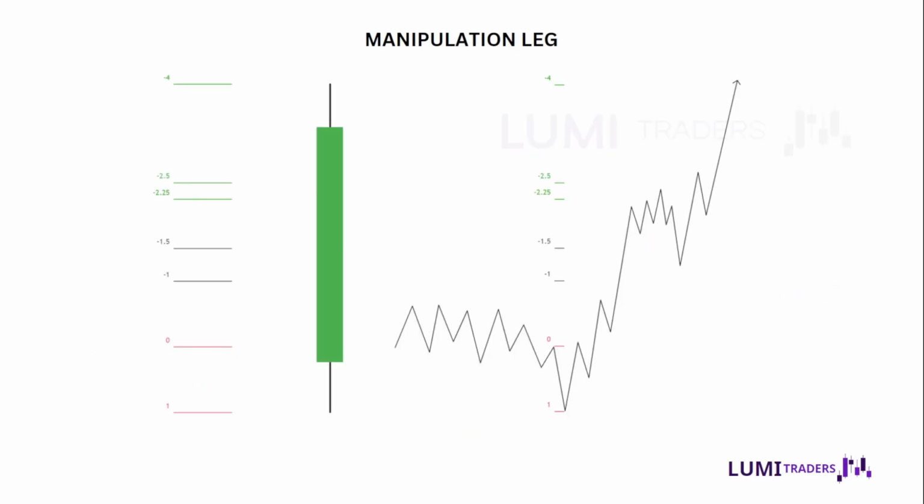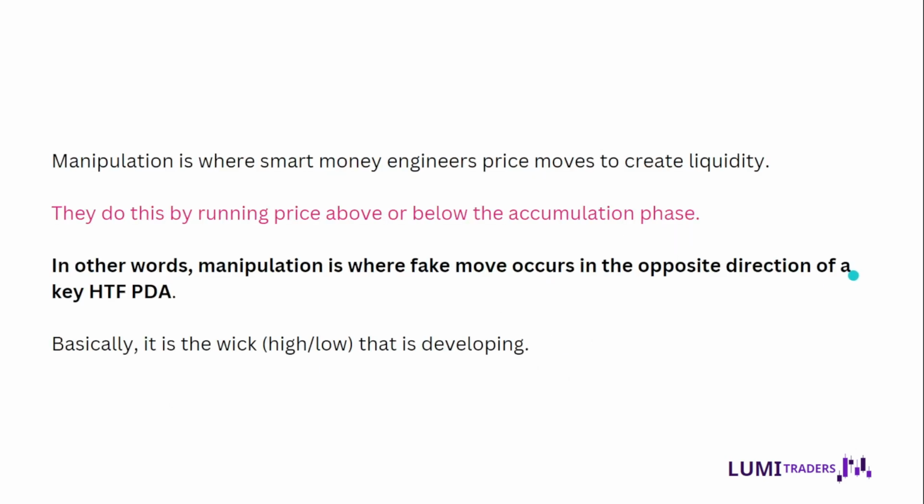So next type of standard deviation is going to be manipulation leg, the most common type of standard deviation projections. So what is manipulation? Manipulation is where smart money engineers price moves to create liquidity, right? They do this by running price above or below the consolidation accumulation phase. In other words, manipulation is where a fake move occurs in the opposite direction of height of intermediary. Basically, it's the weak high or low of the candle that is developing at this moment.